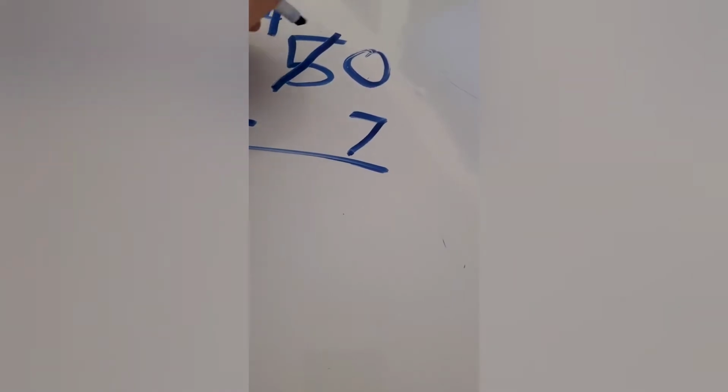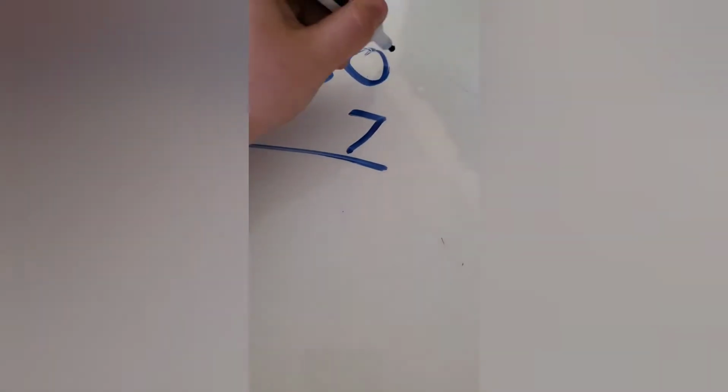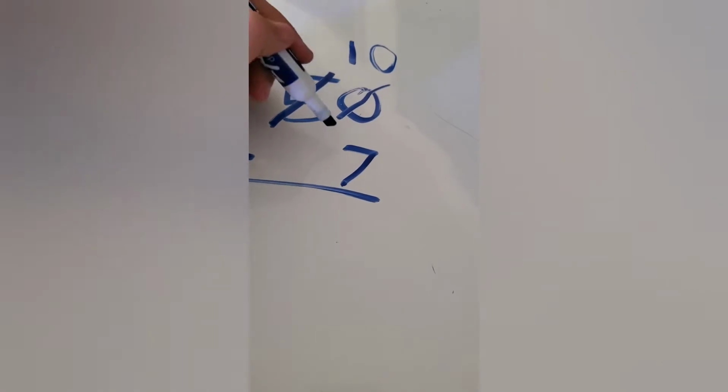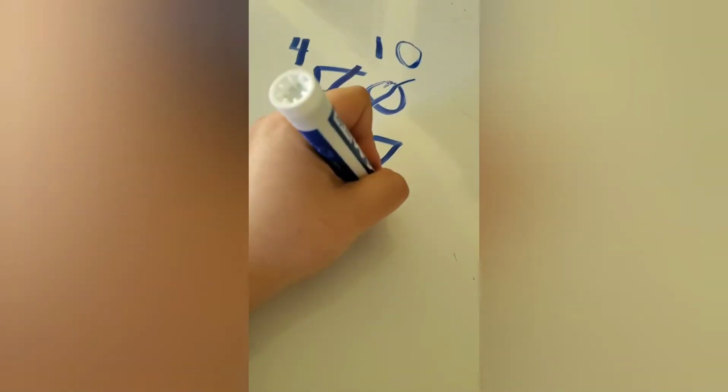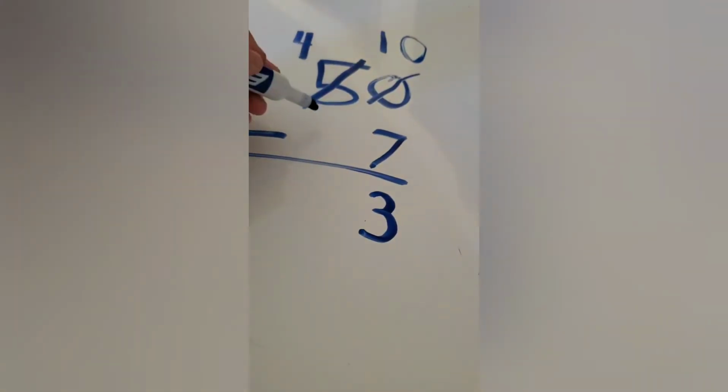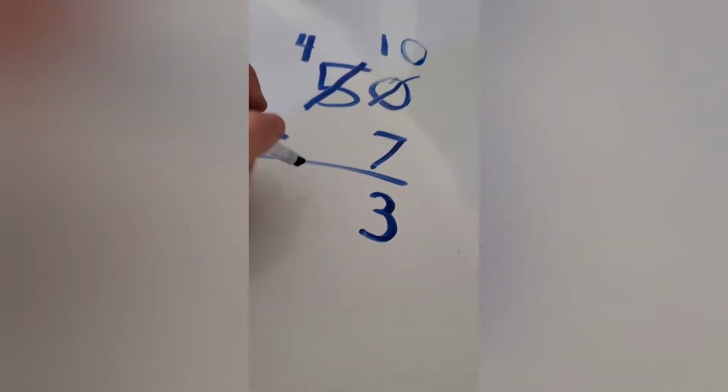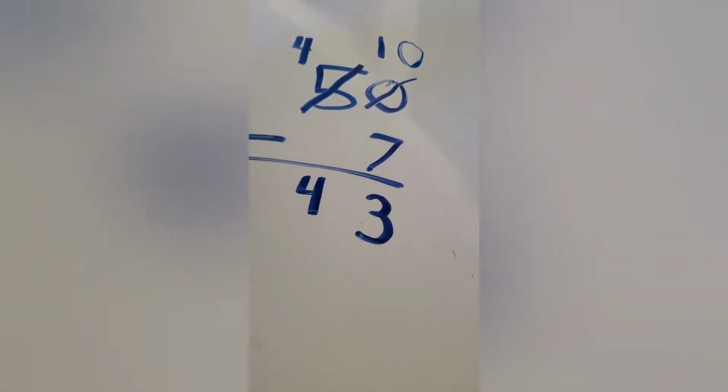We're going to cross out the 5 and put a 4. And we're going to cross out the 0 and write a 10. Now 10 is bigger than 7. So what is 10 take away 7? You're right, it's 3. 4 take away nothing is 4.